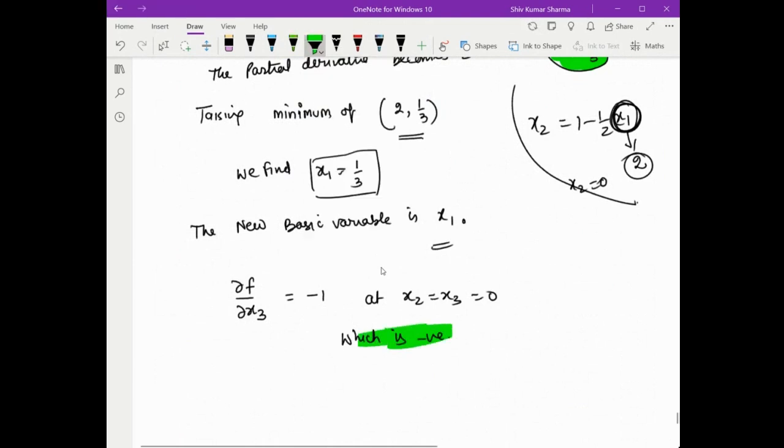So when this value is negative, we cannot take the negative variable in the basic. We cannot take the negative variable in the basic. So this means that x3 cannot become a basic variable.